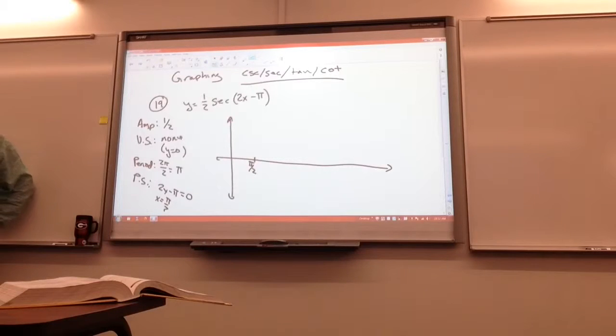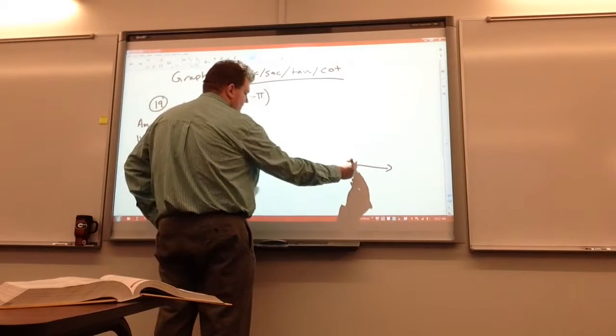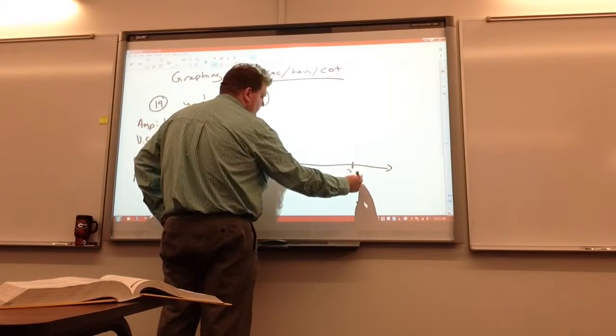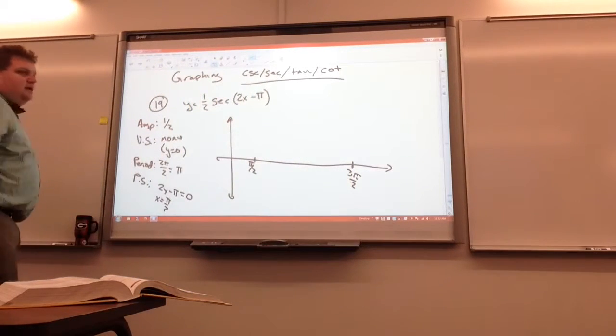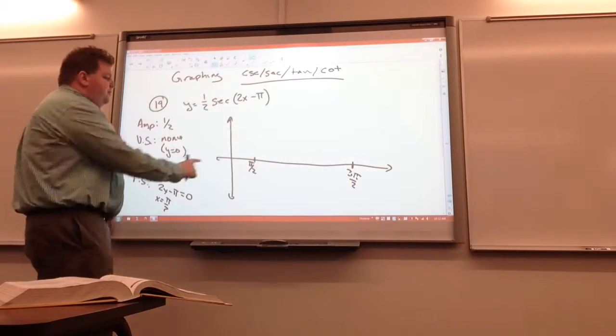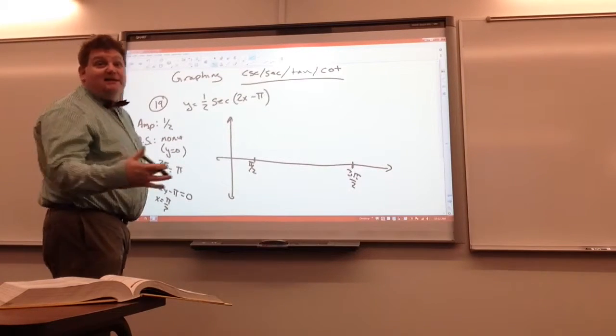So what's pi over 2 plus pi? 3 pi over 2, right? So we'll come over here and mark this as 3 pi over 2. Okay? Then we know halfway between, it should have something important happen. What's halfway between pi over 2 and 3 pi over 2? 2 pi over 2 is just pi. Yeah. Okay?